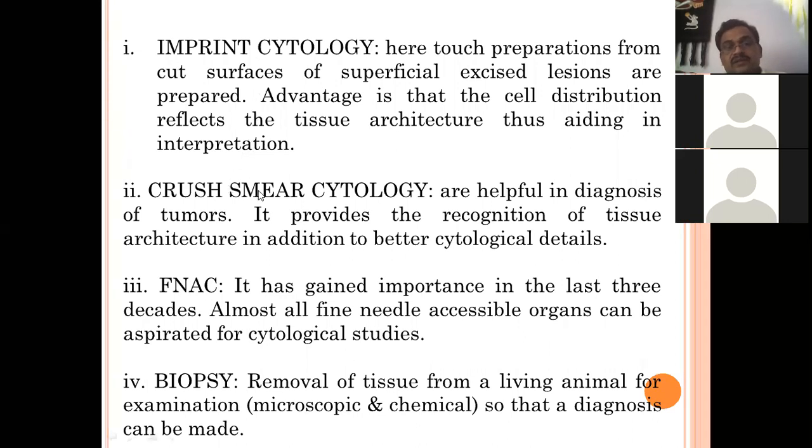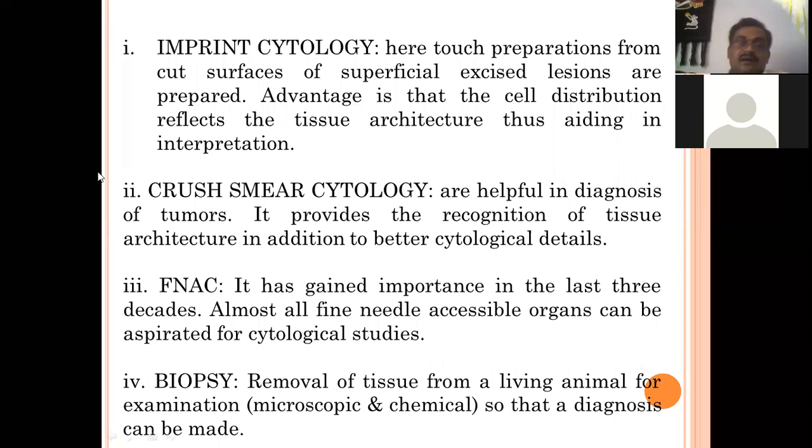Second is crush smear cytology. In this case, the sample after collection usually contains a mass of cells. A huge number of cells are there. So it needs to be crushed so that a monolayer cytological feature can be obtained. If you do not crush, it will be multilayered and there will be no clear view of the cells. So to obtain a monolayer, the smear needs to be crushed. We will deal with FNAC in slightly more detail. And the fourth is biopsy. So what is biopsy?